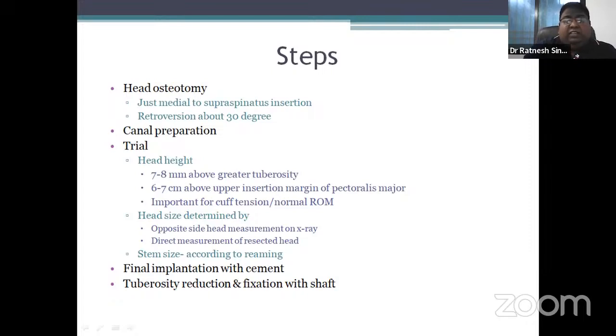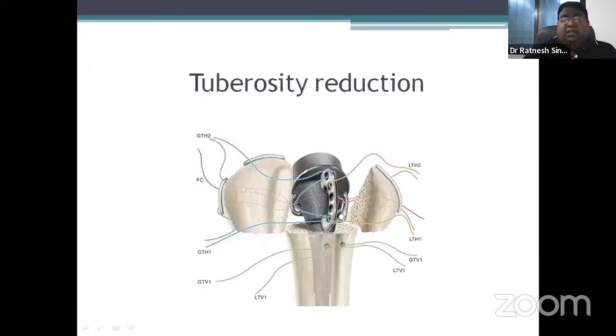Then you go for the tuberosity reduction fixation with the shaft. If it is the fracture scenario, there is a special technique that is developed for the tuberosity reduction. You have to pass the sutures through both greater and lesser tuberosity, and on the stem there are some pores over which you can anchor these two tuberosities and tie over each other, and you also have to bind this with the shaft. So first the drill holes are made, sutures are passed, then the stem is cemented, then both the lesser and greater tuberosities are bound together, and then they are tied to the shaft.